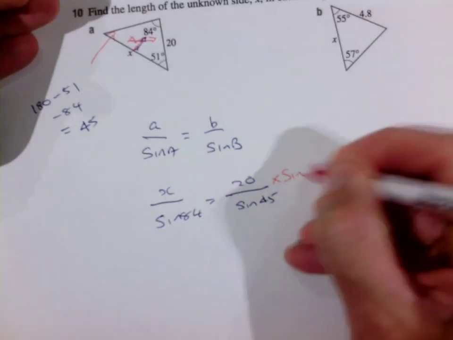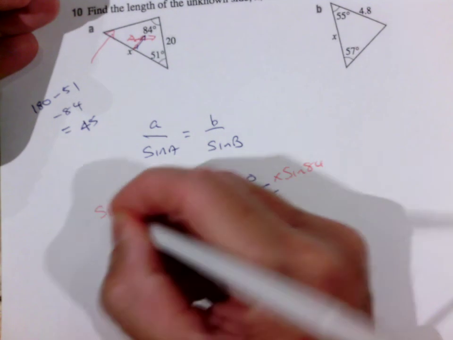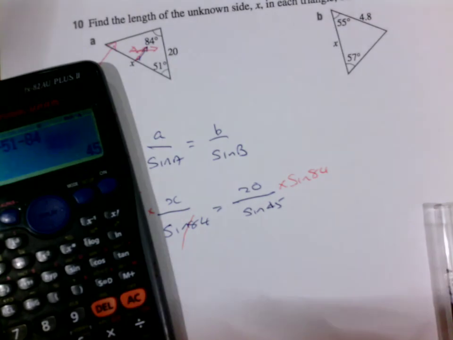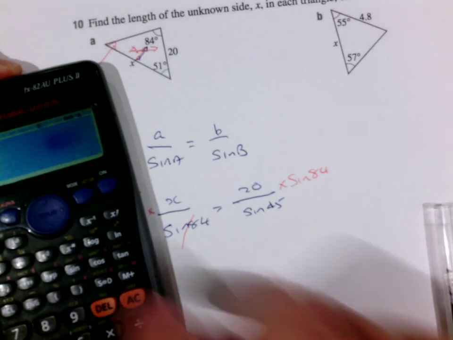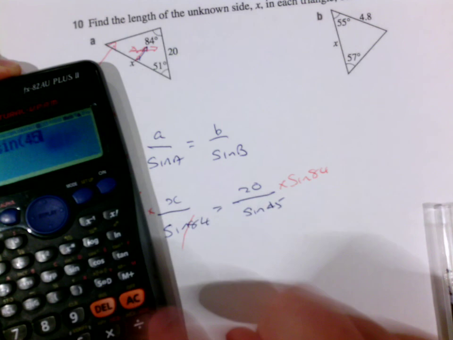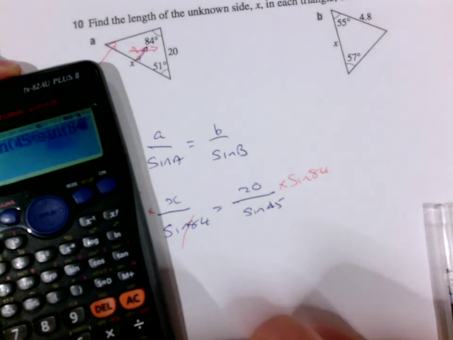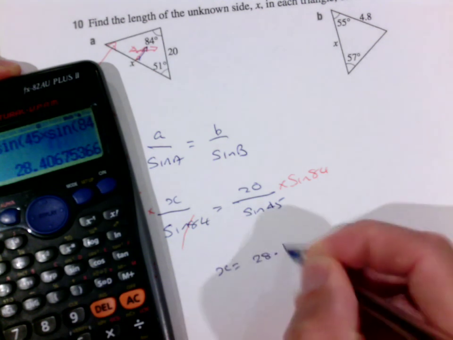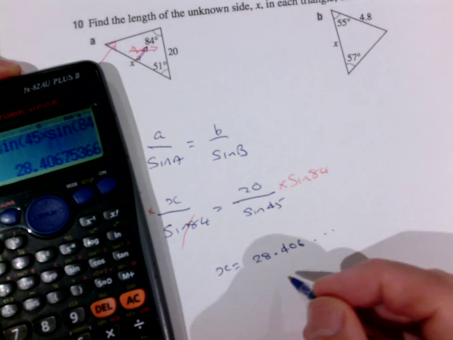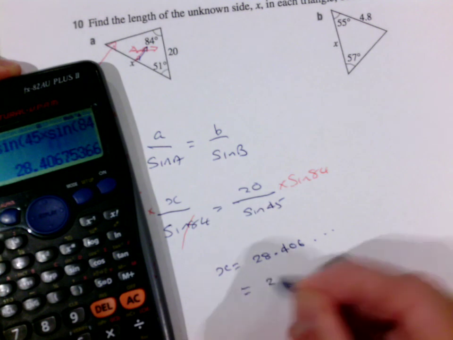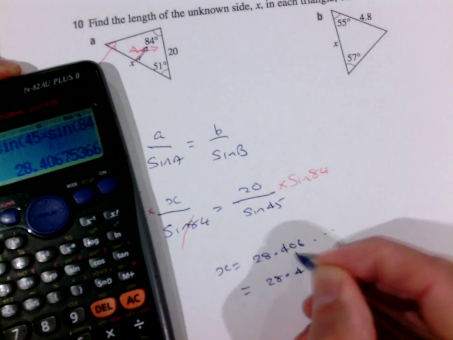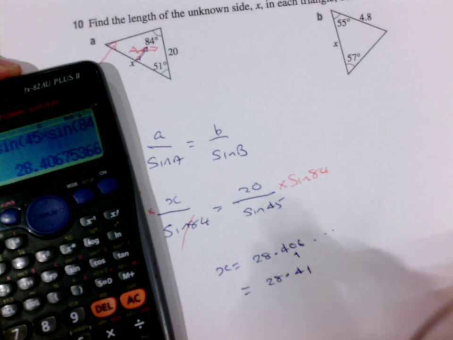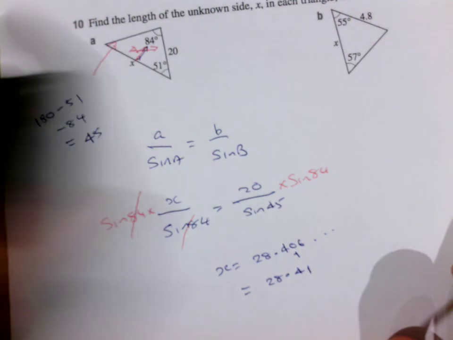Times sine 84, sine 84 times, cancel, calculator. 20 divided by sine 45 times sine 84 equals x equals 28.406, and going to 2 decimal places, 28.41, isn't it? 6 there, so it'd be a 41. Okay, very good. Let's do the same with this one on this side.